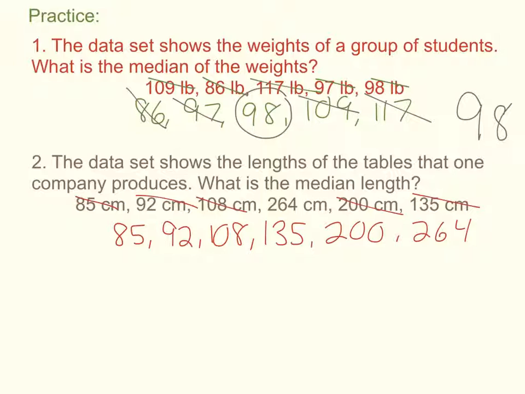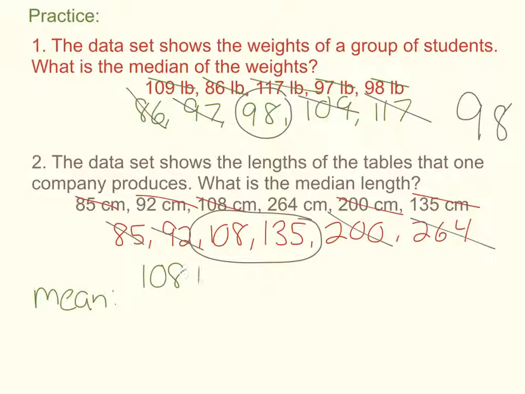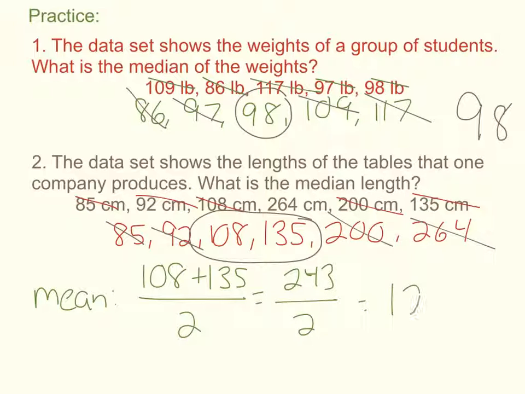Then you can cross off starting from the lowest and work your way in. Then we would see that we have two middle values. So when we have two middle values, we have to take the mean of those two numbers. So the mean would be 108 plus 135 divided by 2, because we have two numbers. So 108 plus 135 is 243, and divide that by 2, which would be equal to 121.5. So the median of the lengths of the tables is 121.5 centimeters.